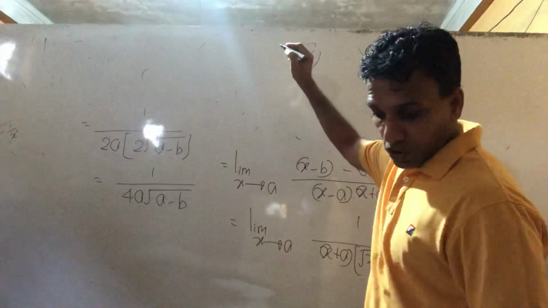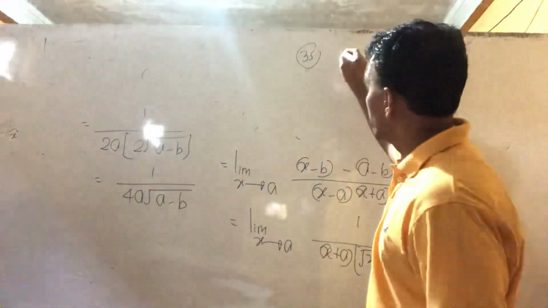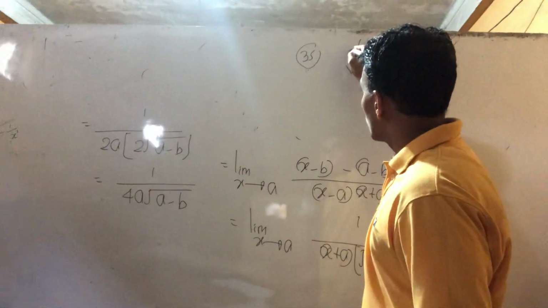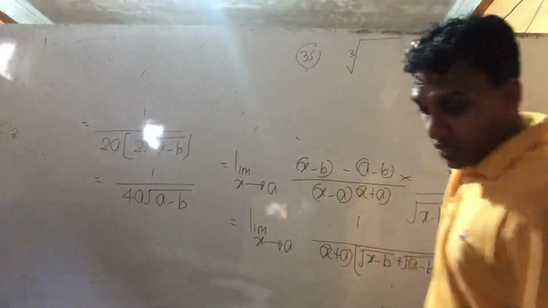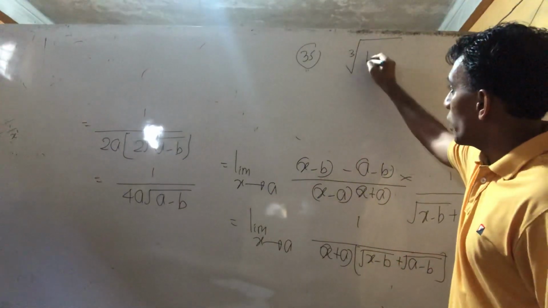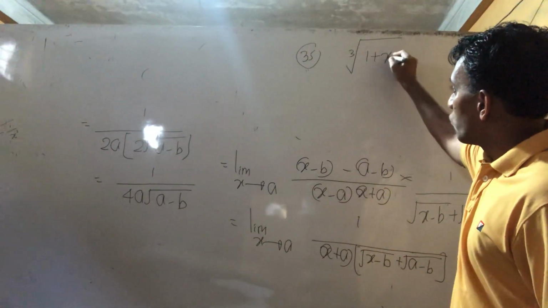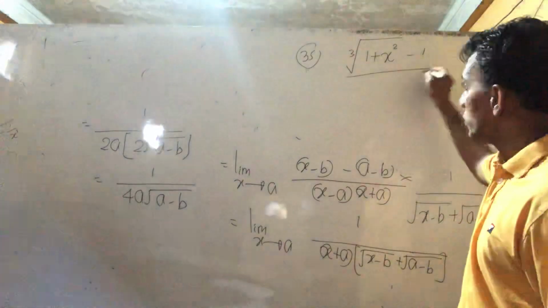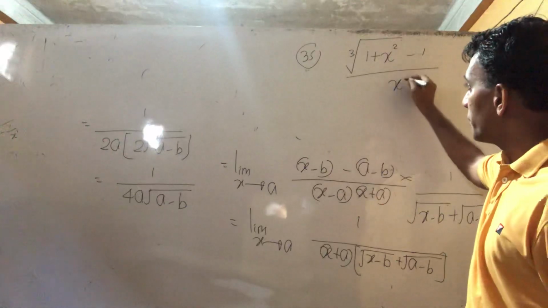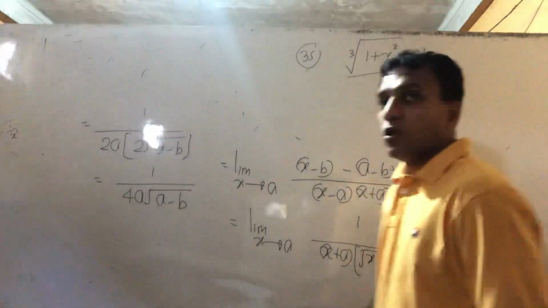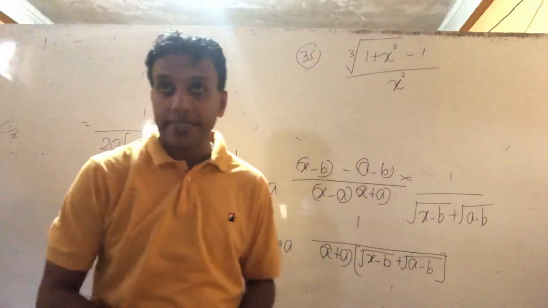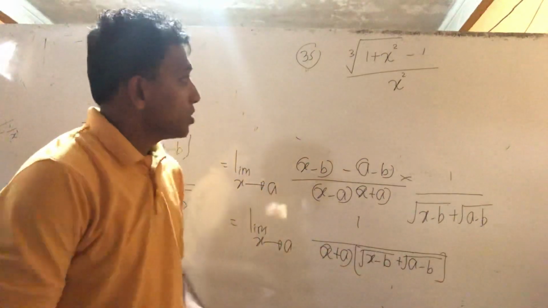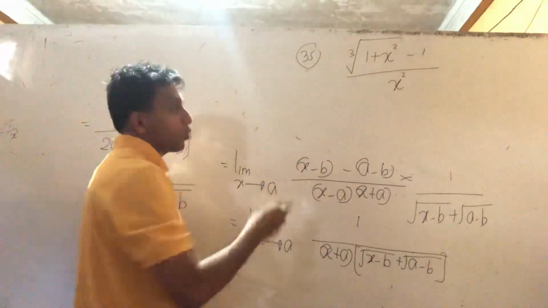It is question 35, the third root of 1 plus x square, minus 1, over x square. Okay, another third pattern. The limit is x tends to 0.